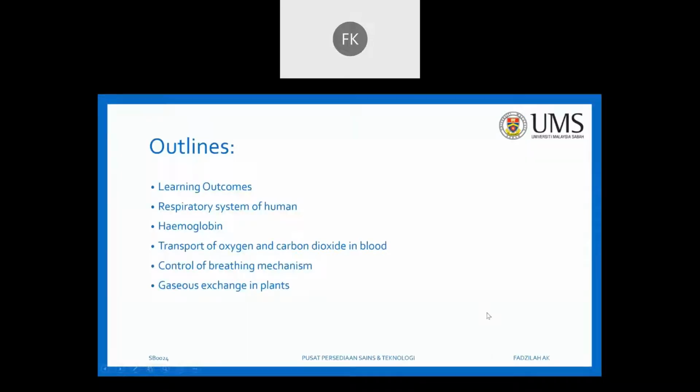These are the outlines of this slide. First, we should know about learning outcomes, and then the respiratory system of humans, hemoglobin, transport of oxygen and carbon dioxide in blood, control of breathing mechanism, and gas exchange in plants.